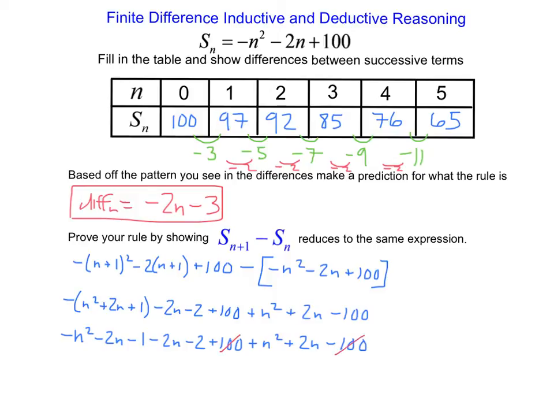Now I'm going to look through what can cancel. 100 is going to cancel with the negative 100. Negative 2n can cancel with the positive 2n. N squared can cancel with negative n squared. And what I'm going to be left with at the end of it all is negative 2n minus 1 minus 2. And that is negative 2n minus 3, which you'll notice was the exact same thing I had up here. It should produce that result. That was the pattern that we noticed here. This process should produce the same kind of thing.